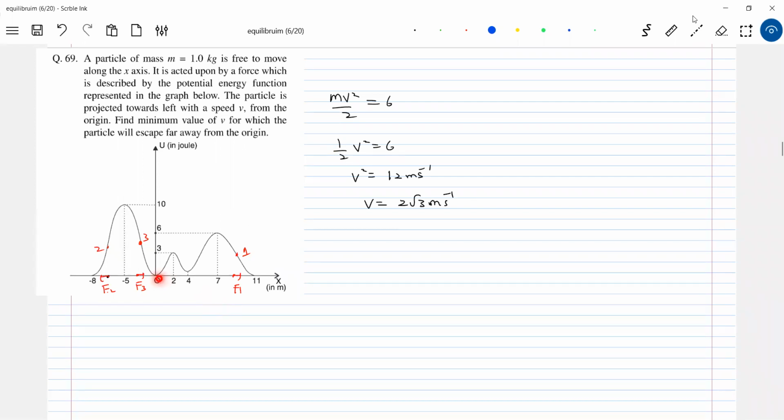So what are the possible values for it to escape? It can escape for anything greater than 6. But if you're projecting towards left, you should project with kinetic energy just greater than 10. If you're projecting towards right, it should be greater than 6. Since he's asking minimum altogether, I should pick up this value only. If I project with 10 joules, it will escape. If I project with 6 joules, it will escape. So minimum, what shall I pick up? Finish your simple logic.